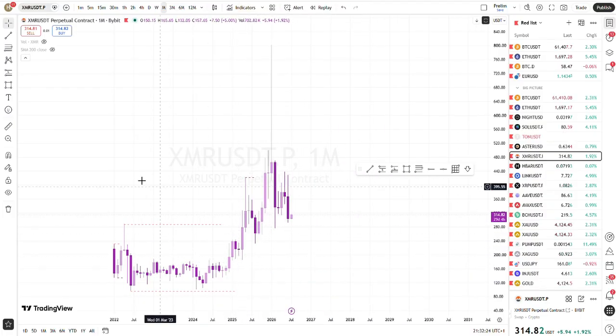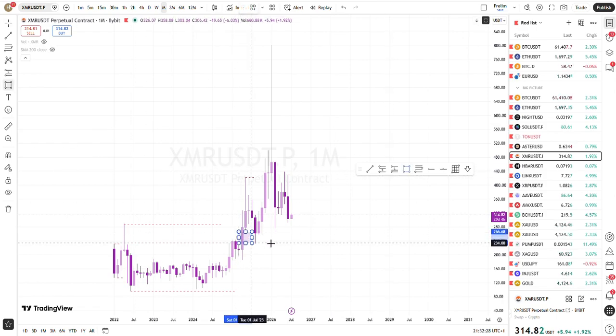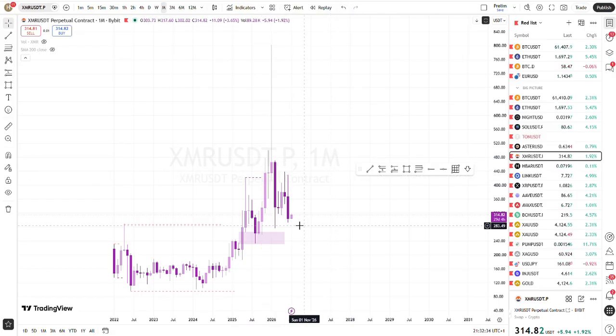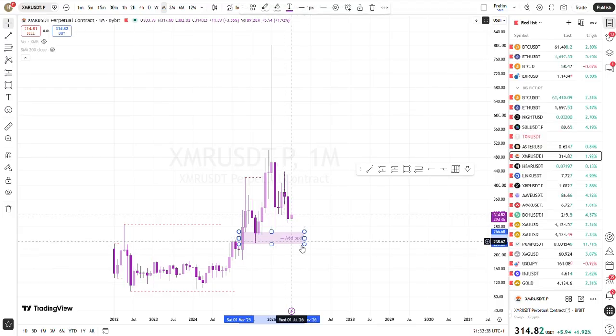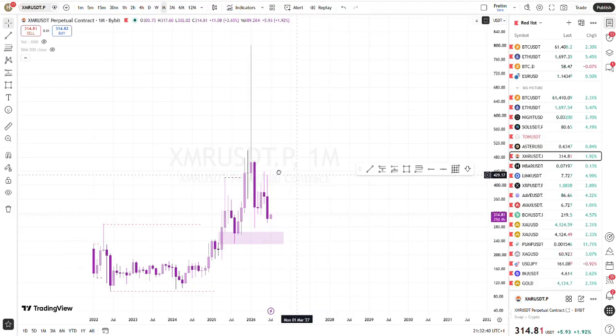You can see what happened here. Price came into this FVG here and then continued pushing upward. Now this is where price is. Will price come back all the way down to this FVG, to this FVG, and then continue back upward?